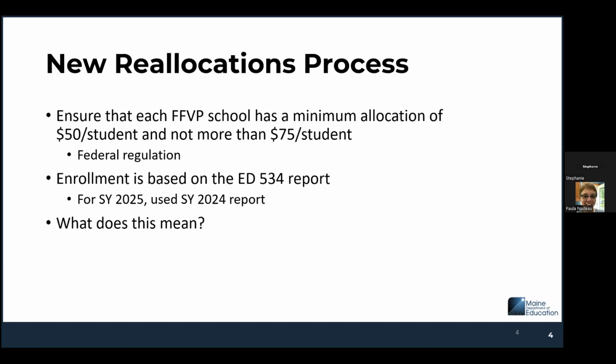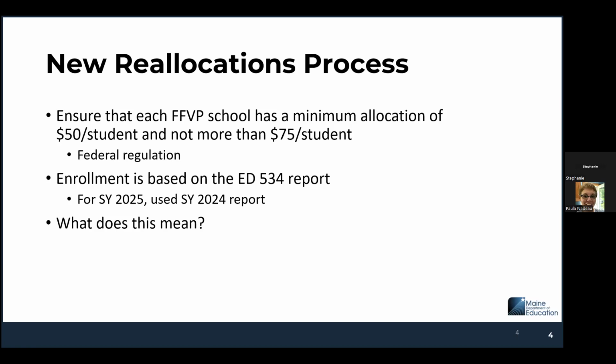So with this new reallocations process that we have, a result from our state audit that we had recently, we developed a new reallocations process to ensure that each FFVP school has a minimum allocation of $50 per student and not more than $75 per student. This is a federal regulation that we have to follow.